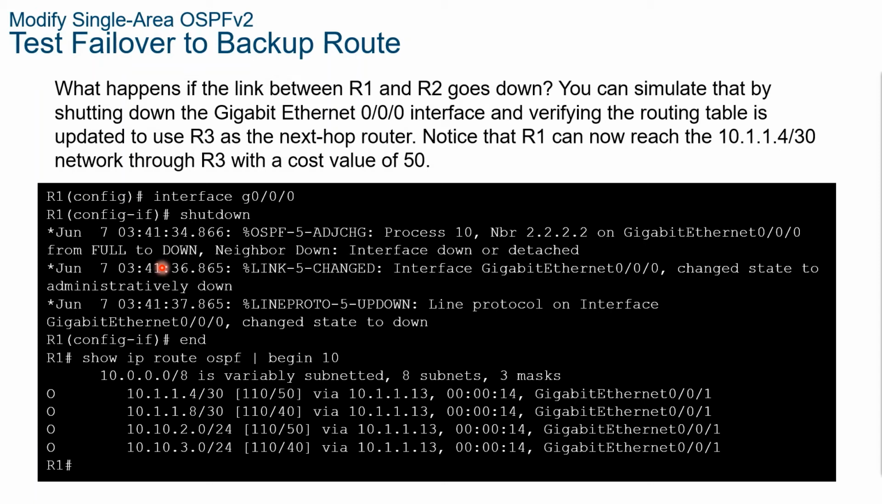Next, test failover to the backup route. So what happens if the link between R1 and R2 goes down? We can simulate that by shutting down the GigabitEthernet 0/0/0, and verifying that the routing table is updated to use R3 as the next hop router. Notice that R1 can now reach the 10.1.1.4/30 network through R3 with a cost value of 50. All right, so that's 50 there.